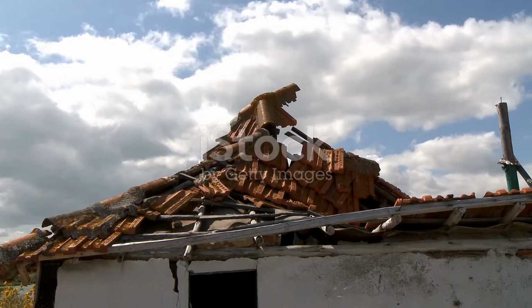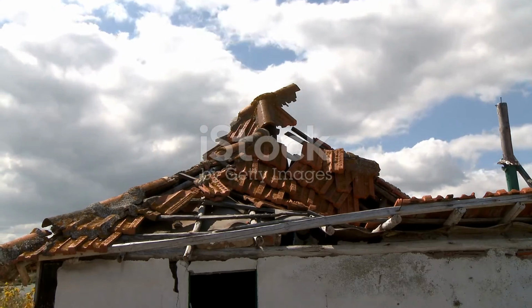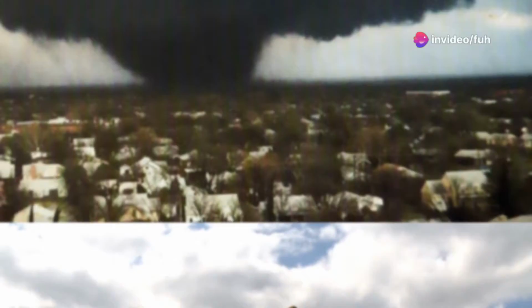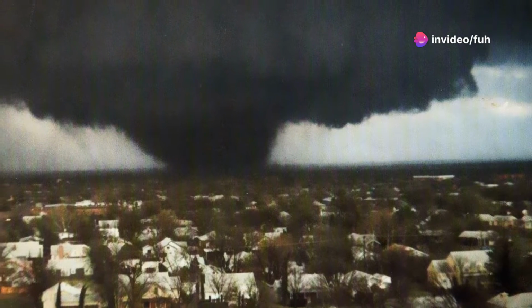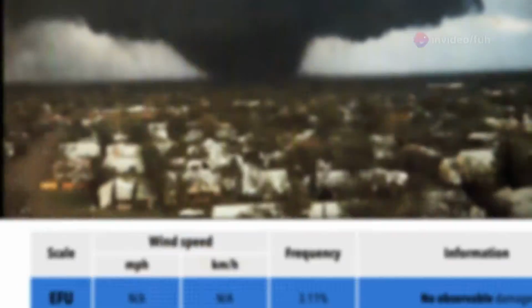Now you might be wondering, how do we even begin to measure these monsters? Tornadoes are some of the most powerful and unpredictable forces of nature. How can we possibly quantify the sheer force of a tornado? The answer lies in understanding the damage they leave behind. Well, that's where the enhanced Fujita scale comes in.